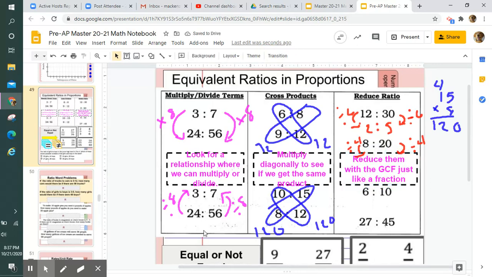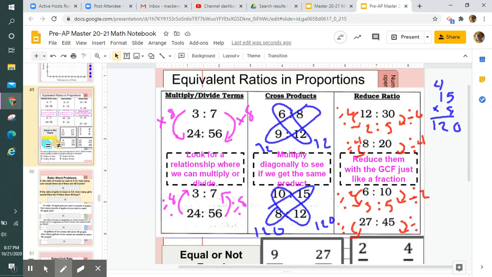If we look at 6 and 10 down here, 6 and 10 are both divisible by 2. That's their greatest common factor, so we're going to divide by 2. 6 divided by 2 is 3. 10 divided by 2 is 5. And 27 and 45, what is their greatest common factor? What are we going to divide by?